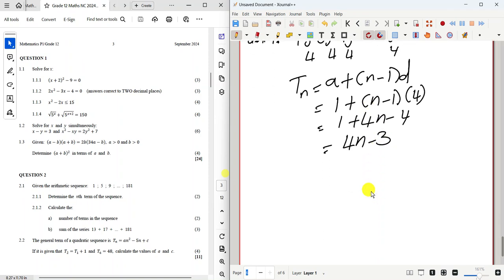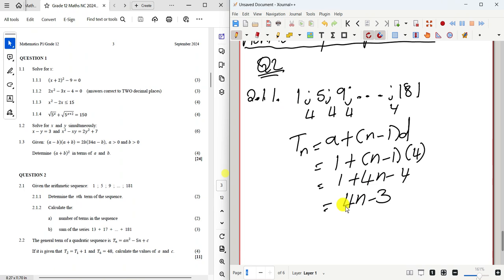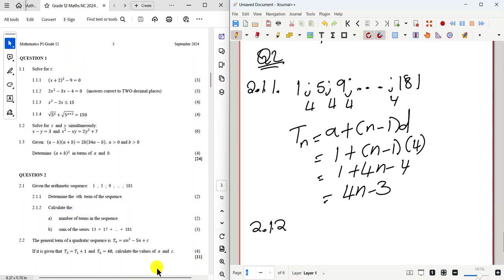Perfect. So it is working. I'm not doubting it. 4 times 2 would be 8, 8 minus 3 is 5. Indeed, the second term is 5. So it's working. Okay. 2.1.2. Remember, guys, 1 mark, 1 minute. So this question is 11 marks. We must complete it in 11 minutes.